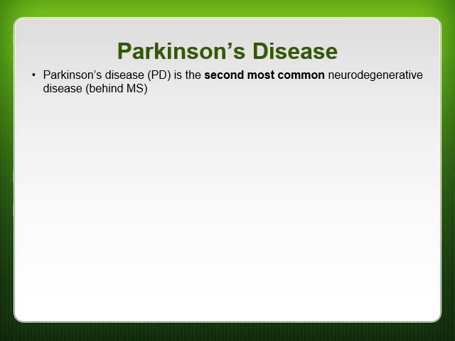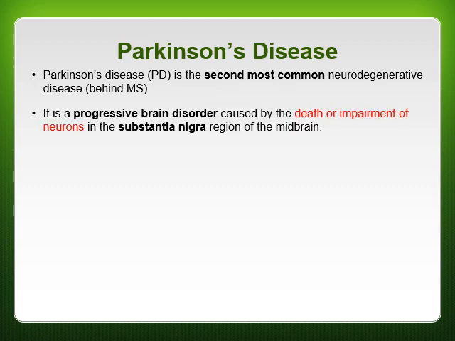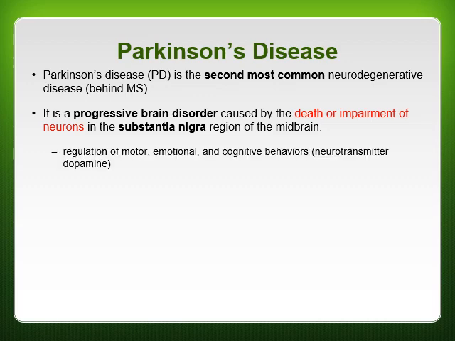PD is the second most common neurodegenerative disease behind MS. This is why we talked about that first. Progressive brain disorder is what it's characterized as, and it's caused by the death or impairment of neurons in a particular region of the midbrain, the substantia nigra region of your midbrain. What happens in that region? Why is that of concern?